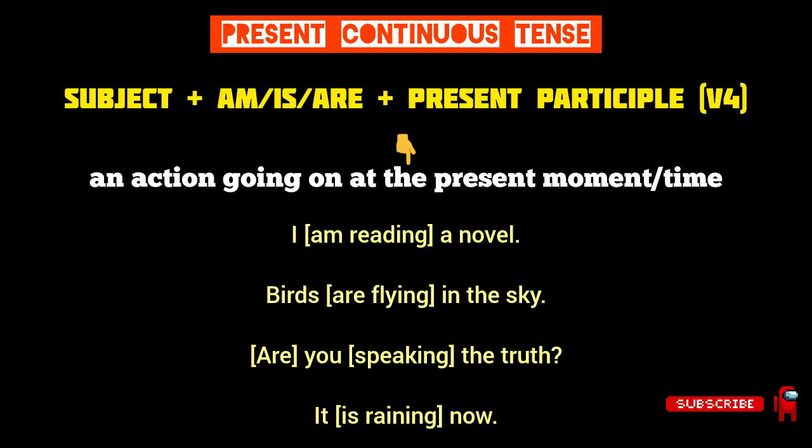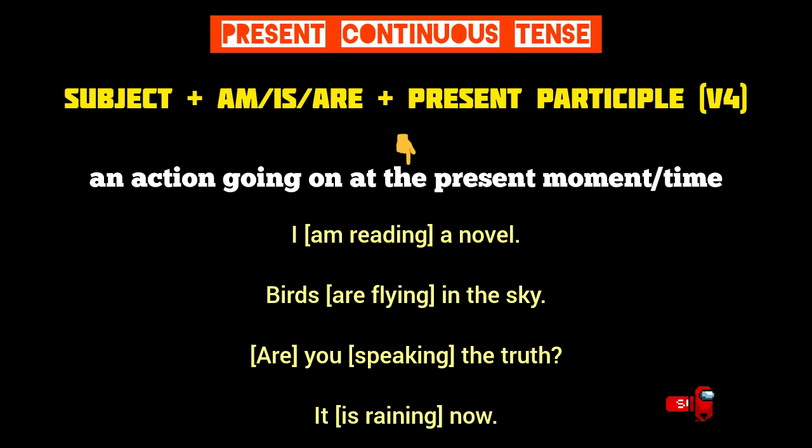The structure of the present continuous tense is subject plus am or is or are plus the present participle or the fourth form of the principal verb. The fourth form means ing added to the base form of the verb. For example, I am reading a novel. In this sentence, the verb am reading is in the present continuous tense.